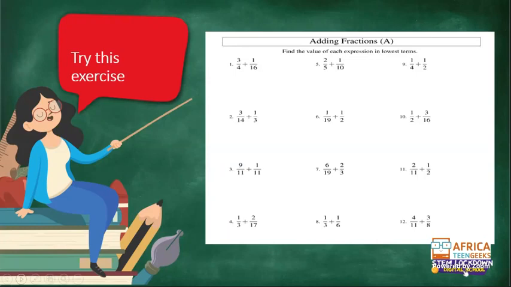That's number 5. You guys are doing number 5. Look at the numbers. That's number 5 you guys are doing now, saying it's 3 over 10. I assume you are looking at that one. Can we look at number 2? 3 over 14 plus 1 over 3. We have 3 over 14 plus 1 over 3.